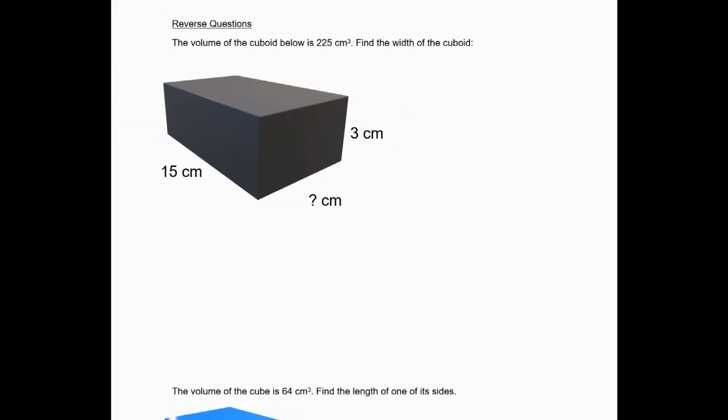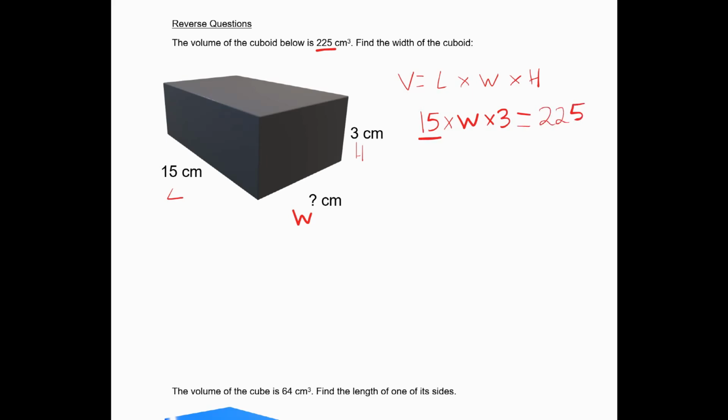You might get a reverse question. So if we look here, the volume of the cuboid is 225 centimeters cubed, and we want to find the width of the cuboid. We always start the same way that we did before. We start with the formula length times width times height, and we substitute in what we know. I know that the length is 15. I don't know the width, so I'm just going to say times W. I know that the height is 3, so I'll say times 3. And the result of this is 225.